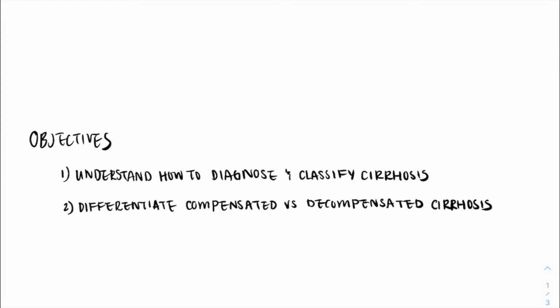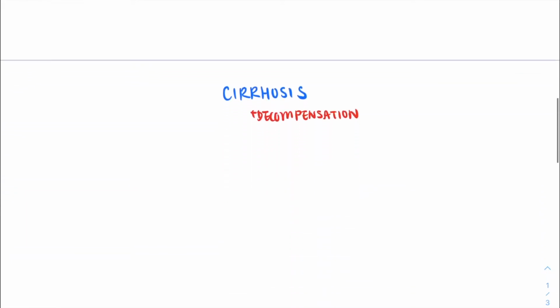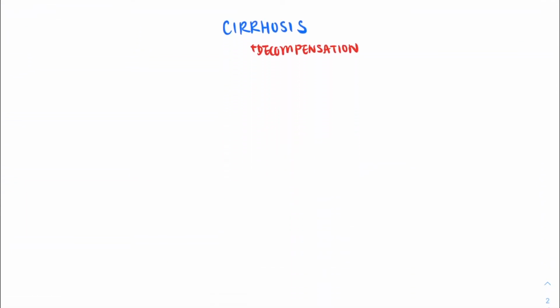The objectives of today are to understand how to diagnose and classify cirrhosis and how to better differentiate the differences between compensated and decompensated cirrhosis. Remember that cirrhosis is a chronic disease. Pathologically, it is defined by the scarring of the liver tissue. When we have a patient with this diagnosis, we should always confirm how it was made and ensure that the patient does in fact have the disease.